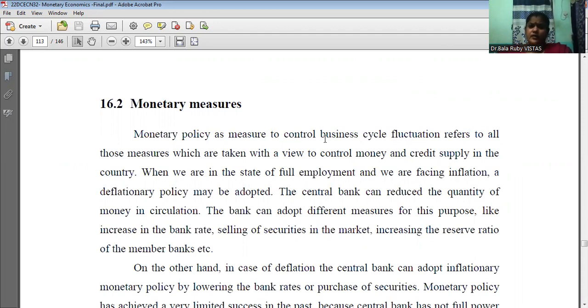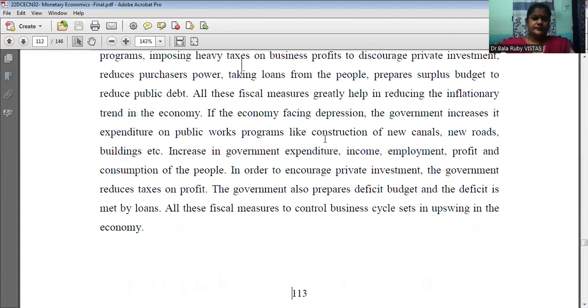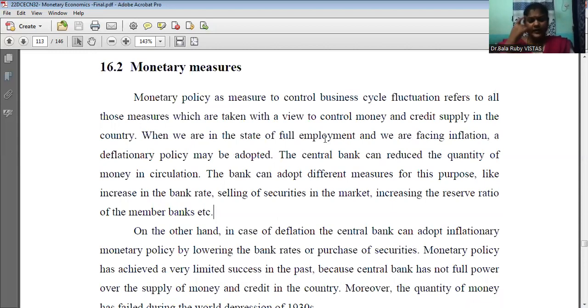When we are in the state of full employment and we are facing inflation, a deflationary policy may be adopted. The central bank can reduce the quantity of money in circulation. The bank can adopt different measures for this purpose, like increase in the bank rate, selling of securities in the market, increasing the reserve ratio of the member banks, etc. On the other hand, in case of deflation, the central bank can adopt an inflationary monetary policy by lowering the bank rate or purchase of securities.